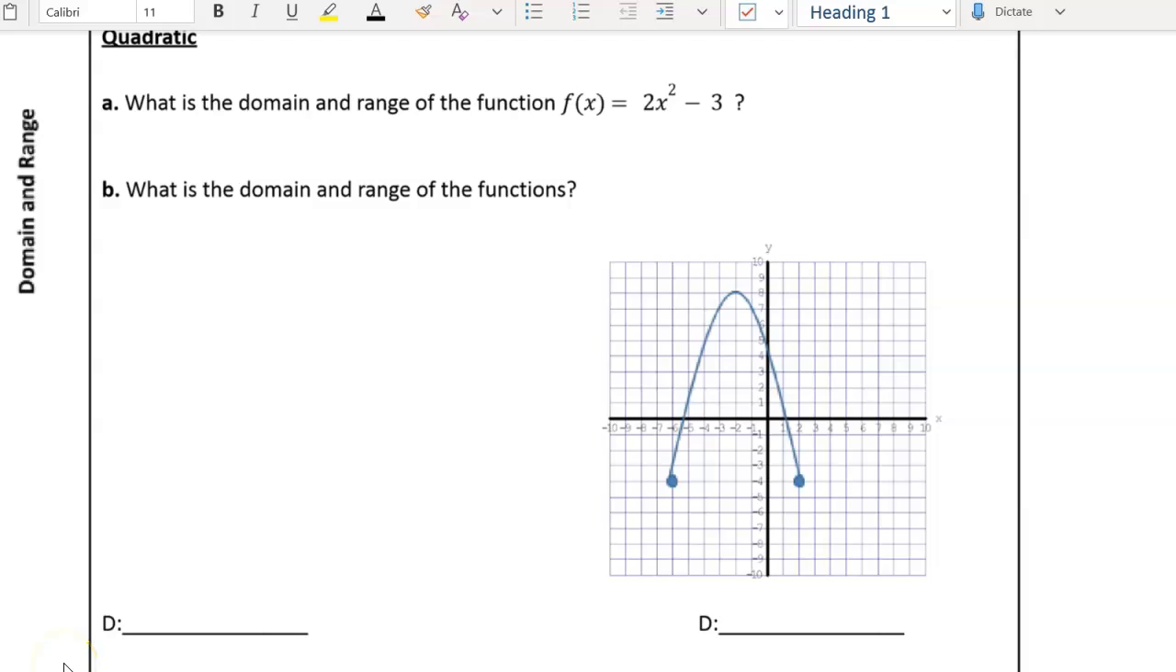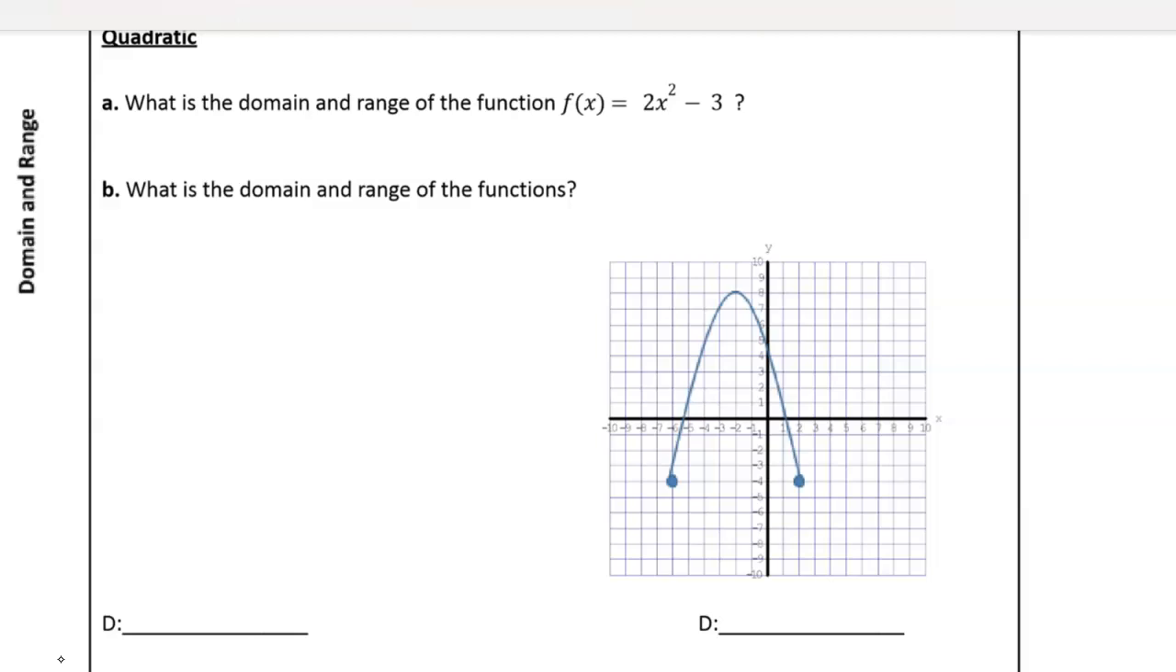Okay, so to continue, next question says quadratic. What is the domain and range of the function f of x equals 2x squared minus 3? So the first thing we need to think about is our vertex. Looking at this here. Okay, what is the domain and range of the function? So we need to think about our vertex.